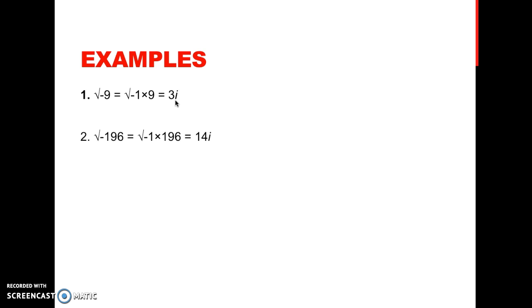Next, we have the square root of -196. We're going to break that down into the square root of -1 times the square root of 196. So we know that 196 is a perfect square, and the square root of 196 equals 14. So we have this square root of -1. What are we going to do with that? Well, we're going to transform that into our imaginary number, or i.